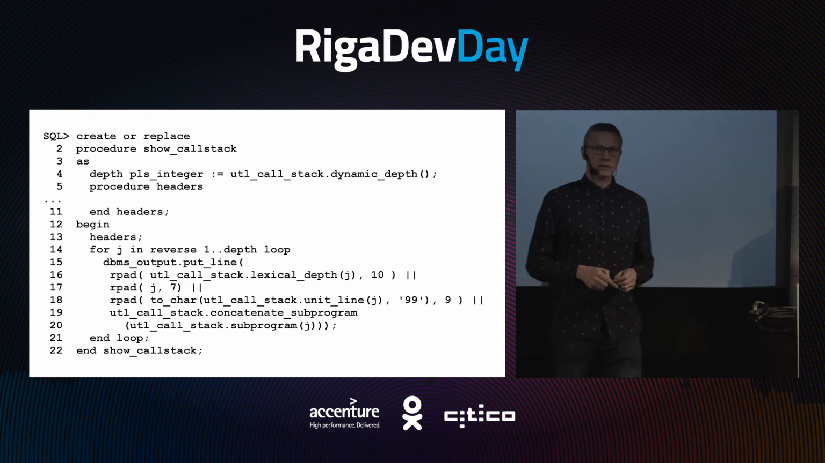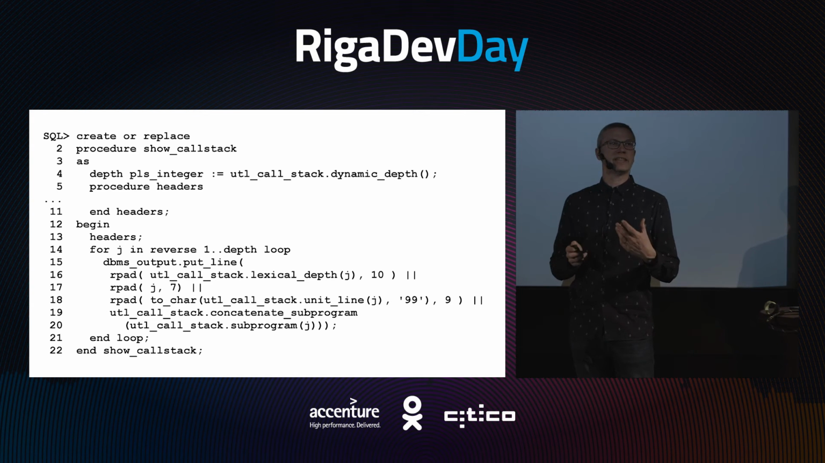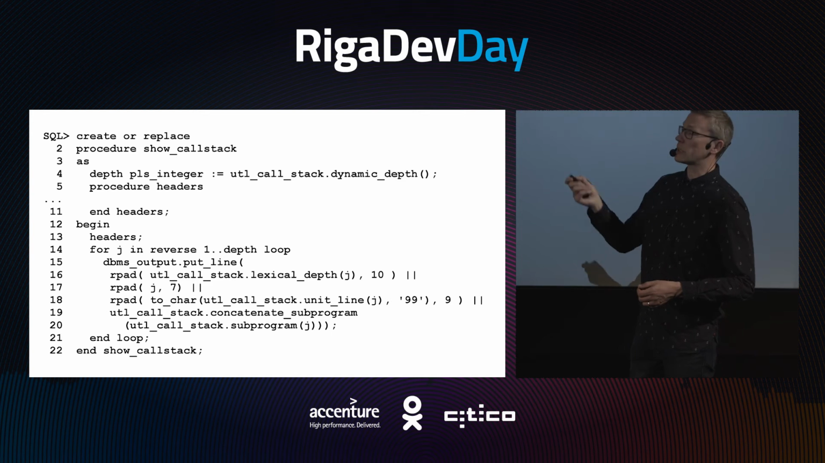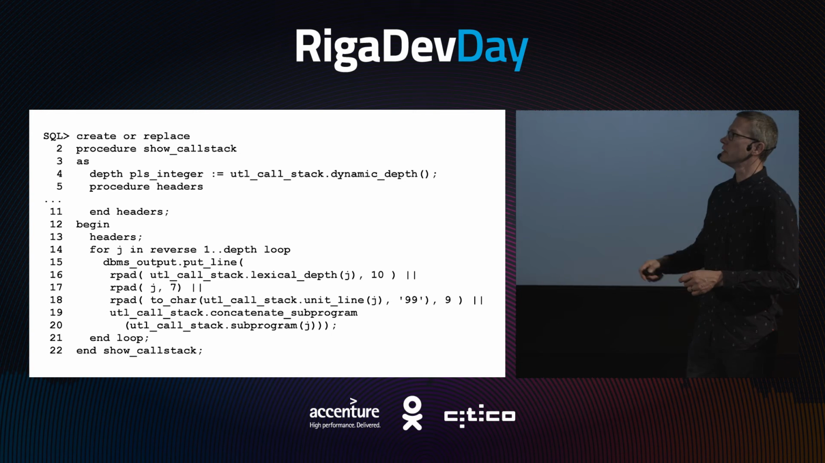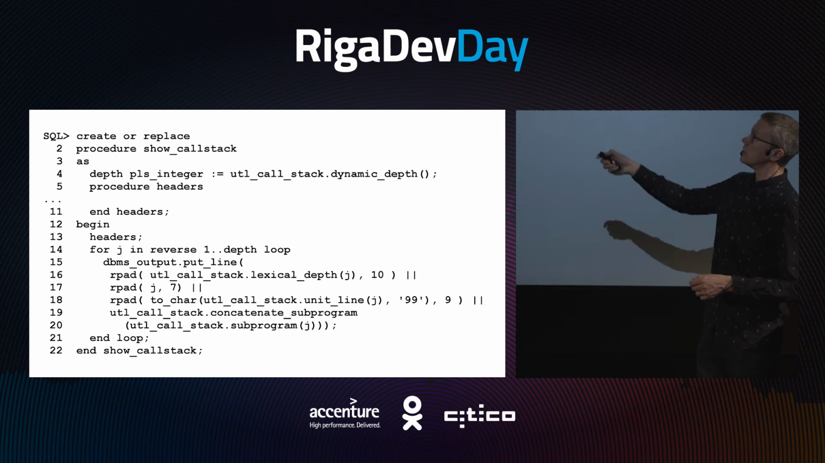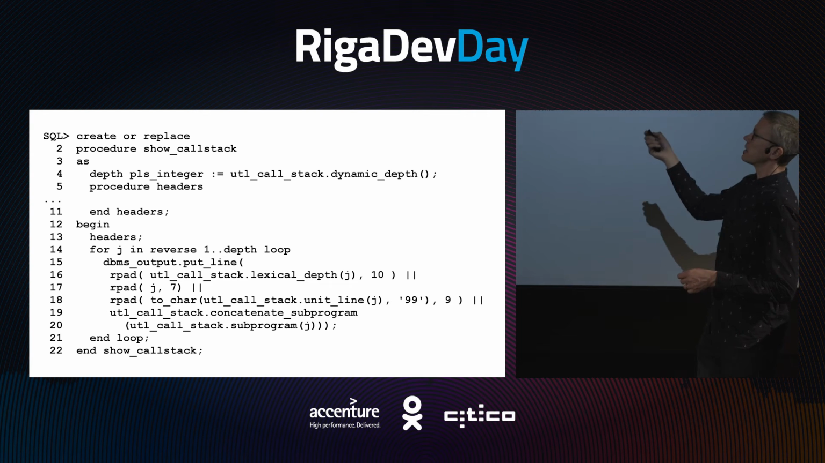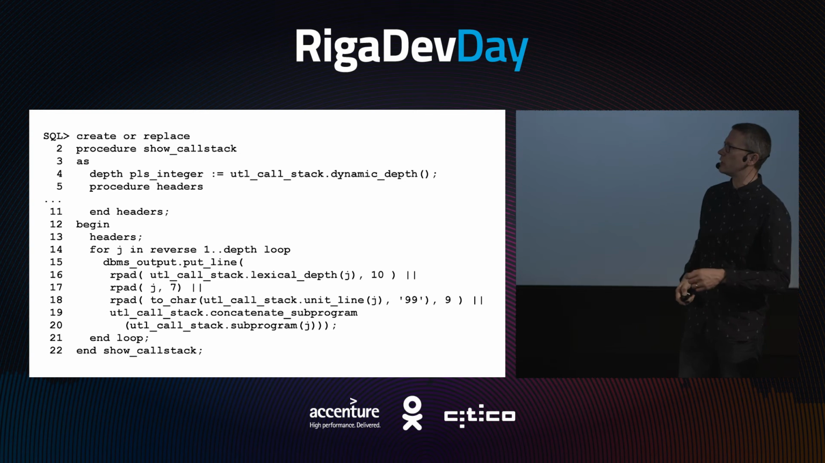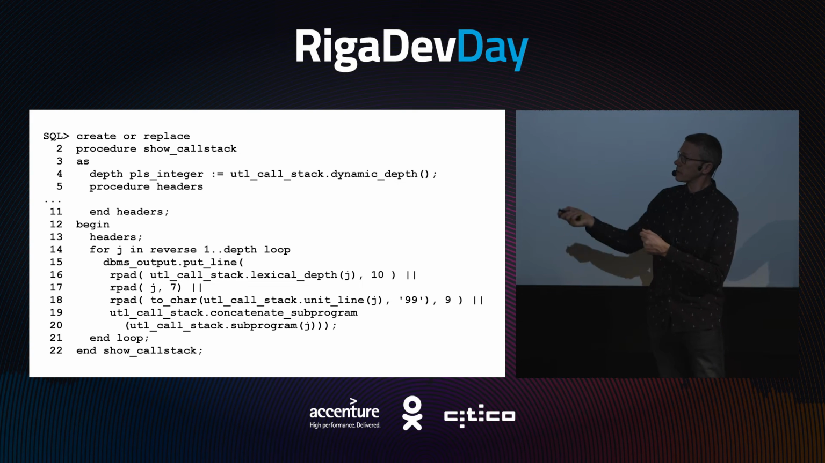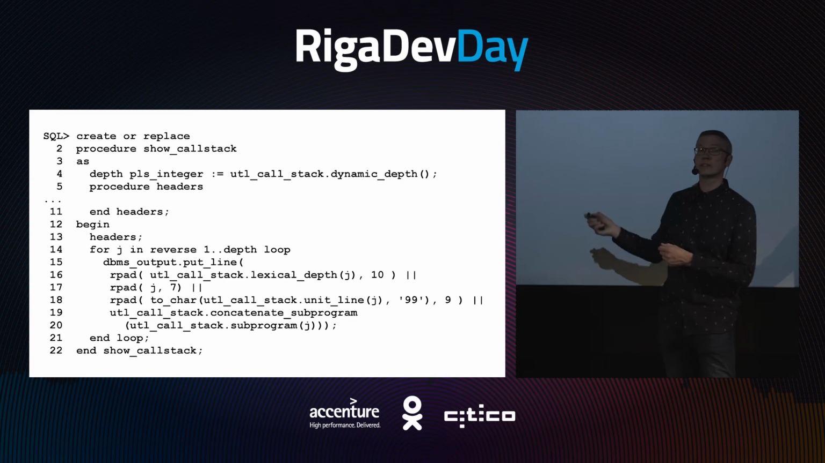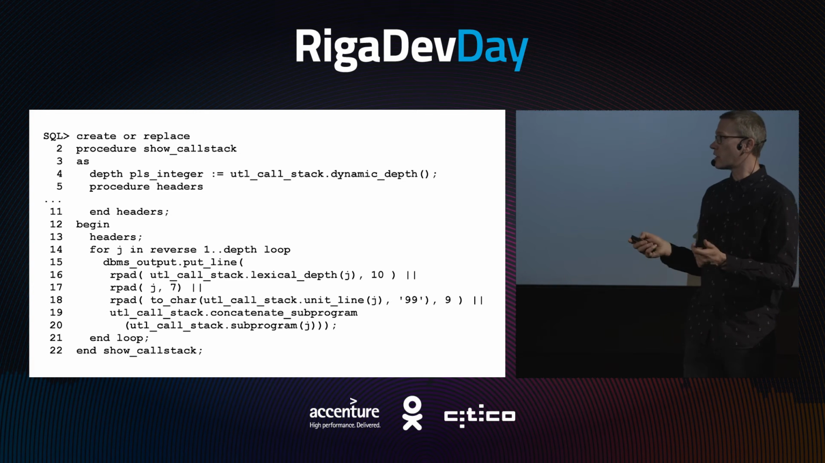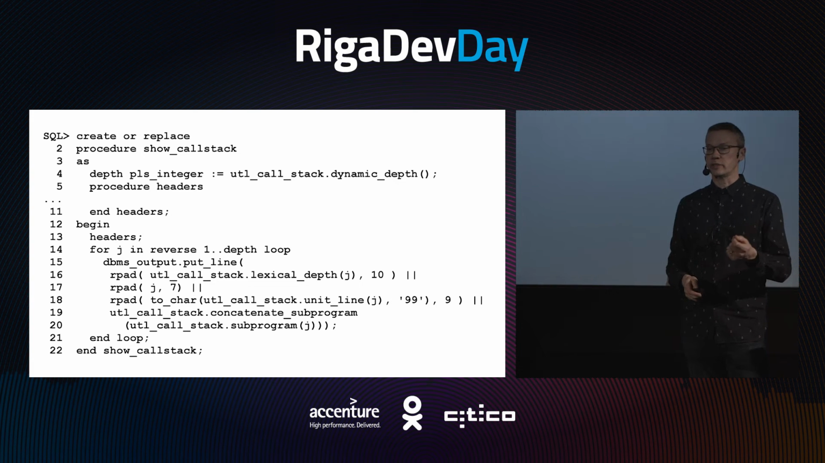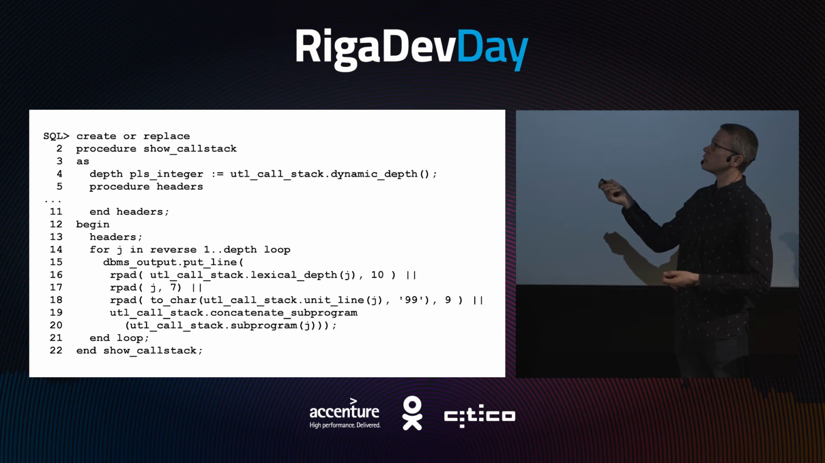Oracle 12c introduced UTL_CALL_STACK. It's a whole package dedicated to the call stack. So instead of just having a wrapper for that show call stack procedure, it's going to use UTL_CALL_STACK, getting the dynamic depth. And if you write something like that, where you reference the lexical depth as well as the stack line units, and concatenate them together, get the subprograms out of there, you'd execute that procedure, and you get nicely formatted output like that.